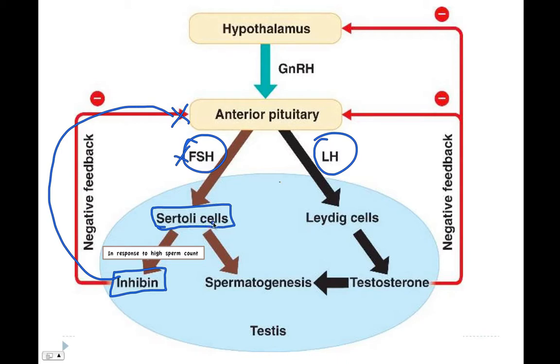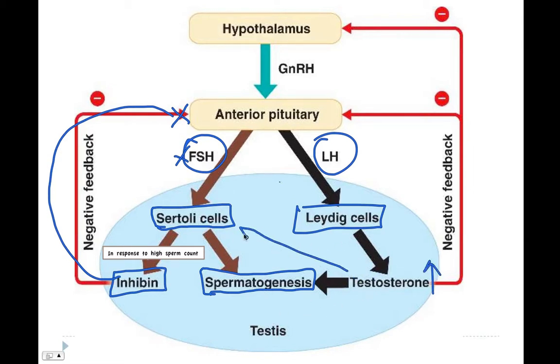FSH, we said, stimulates the Sertoli cells to speed up spermatogenesis. On the other half here, we have luteinizing hormone, and it works on the Leydig cells, the interstitial cells, to ramp up production of testosterone. When that goes up, it stimulates Sertoli cells to do more spermatogenesis. But when testosterone levels are high, it also has a negative feedback effect on the anterior pituitary and the hypothalamus. It will shut them down from producing more of their hormones.